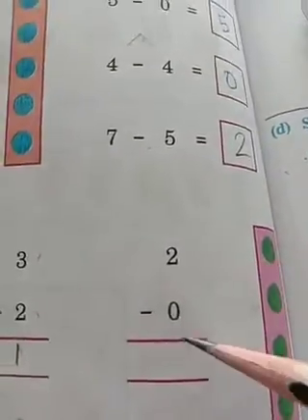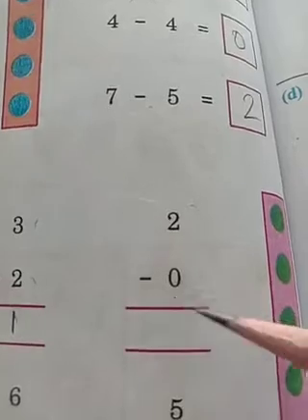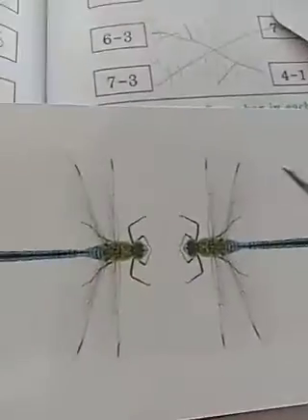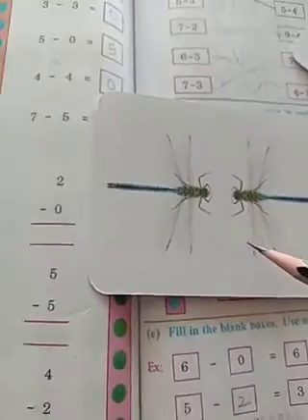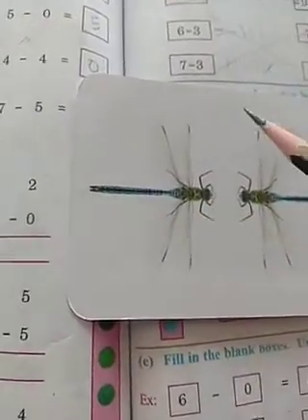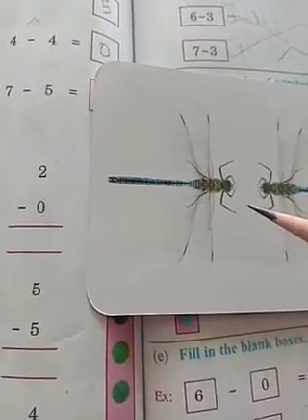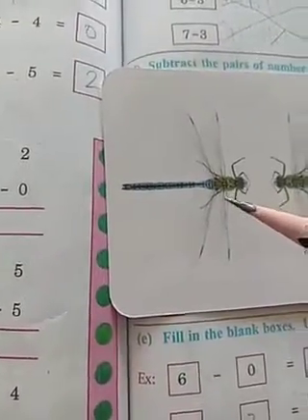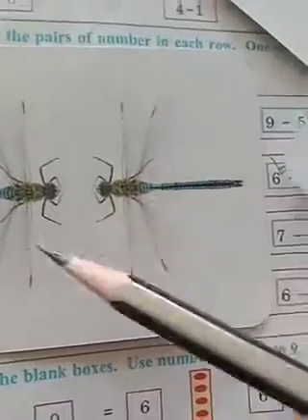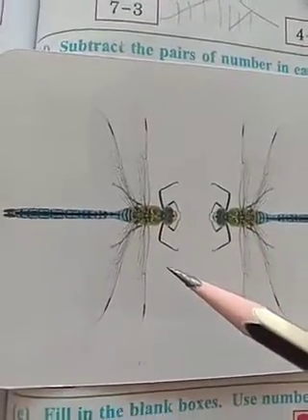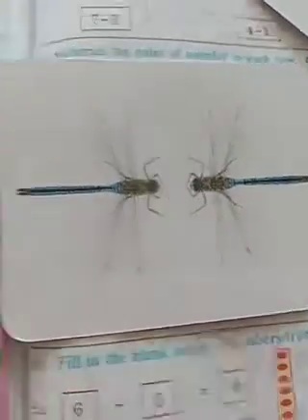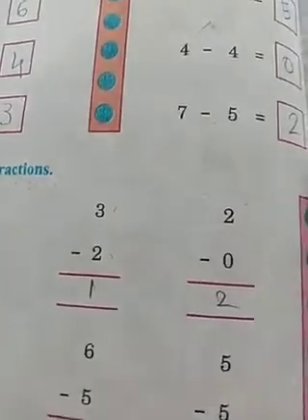Next one, 2 minus 0. 2 spelling T-W-O, 2. Here two dragonflies are there. Out of these two dragonflies, nothing will be subtracted. Not even one is removed. So how many dragonflies are there? 1, 2 only. 2.